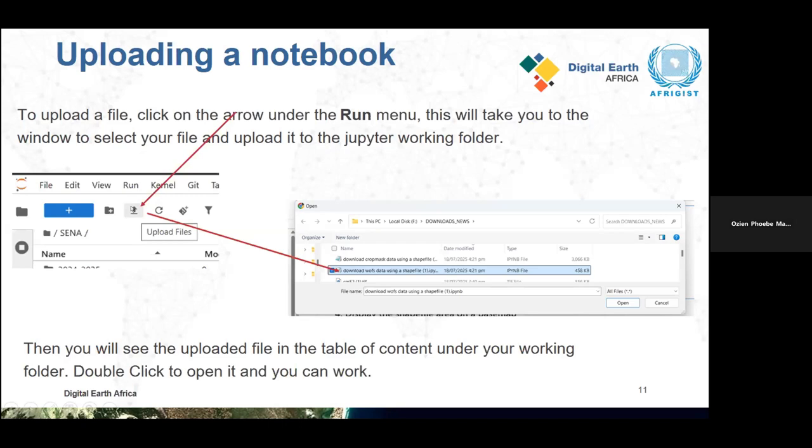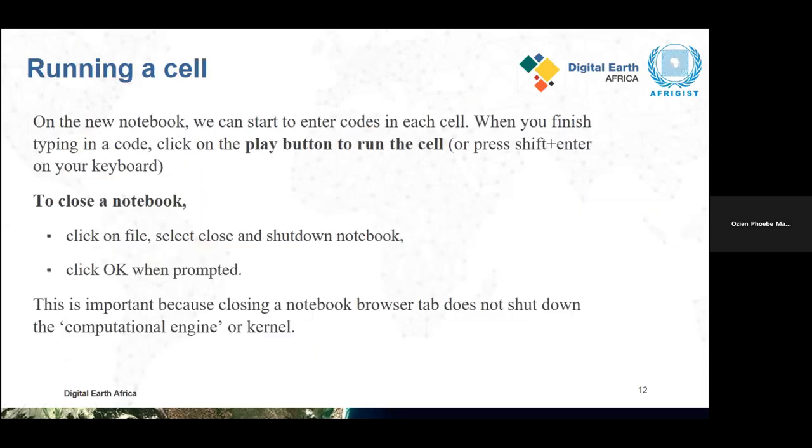Now, when you click on this button here, it's going to ask you to navigate to your computer, to wherever you would have saved the .ipynb file. And once you select that, it's going to upload. So you'll see the uploaded file will be listed in your table of contents. And if you double click on it, you'll be able to open it. Now, to run any cell in your notebook, all you need to do is press the play button, or on your keyboard, you press Shift plus Enter, and it will run any cell that is currently selected.